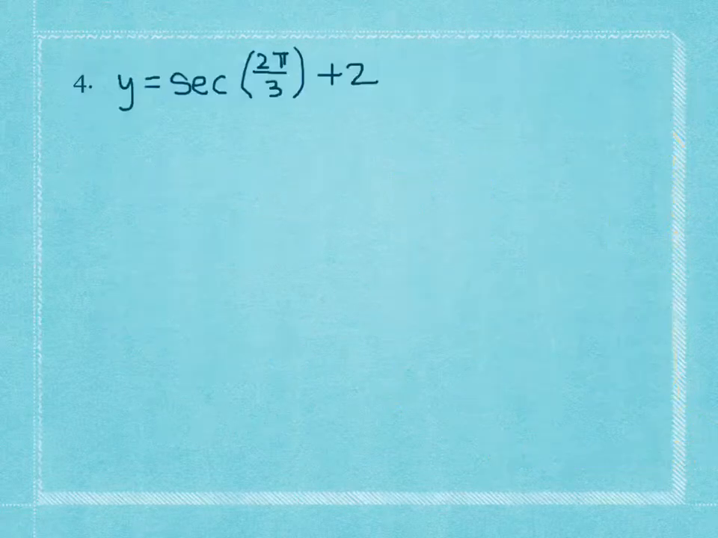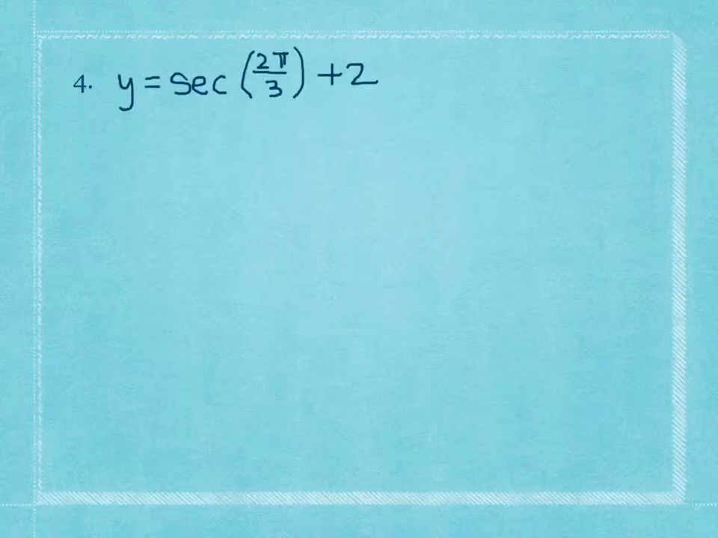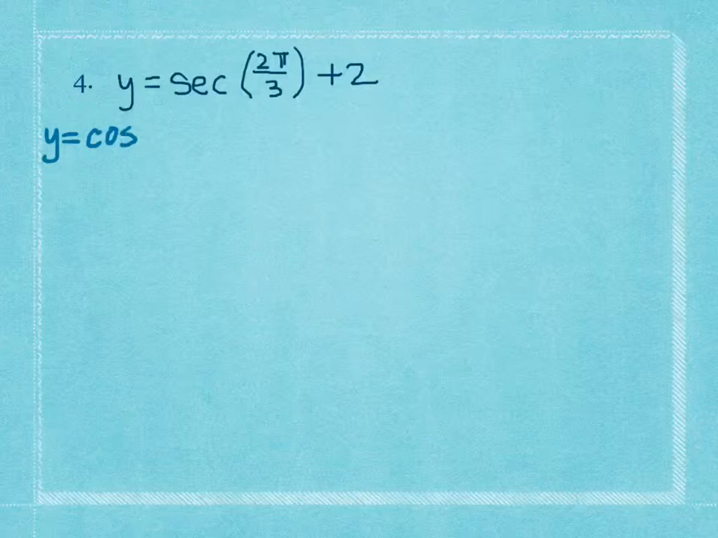We have one more, and it's the graph of secant. You notice the difference in this one is that we've got a vertical shift going on, which does in fact change things a little bit. So let's write our graph reciprocal first. So this will be cosine. Right, that didn't work very well. Let's try again. Cosine 2 pi thirds x plus 2.